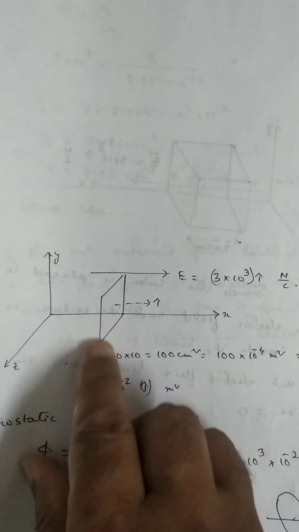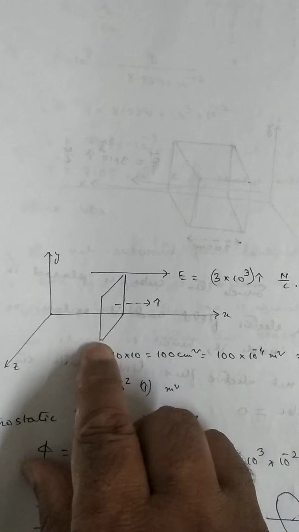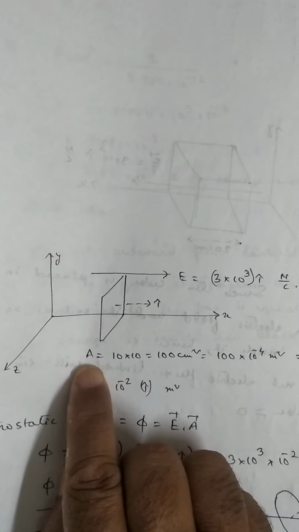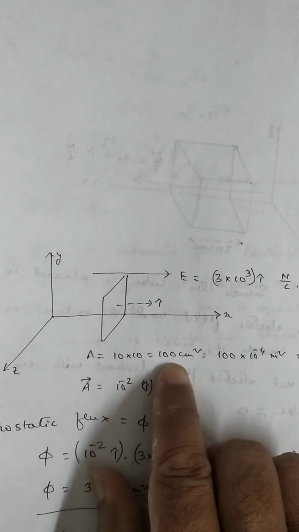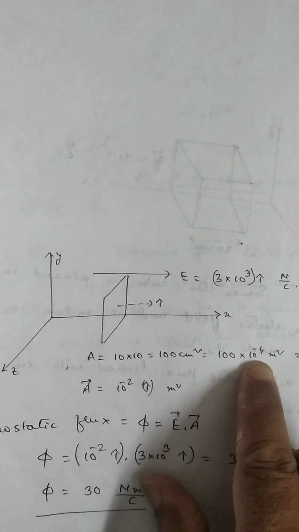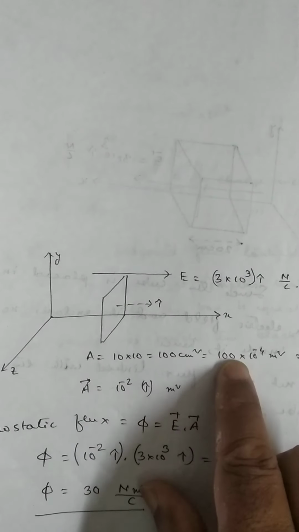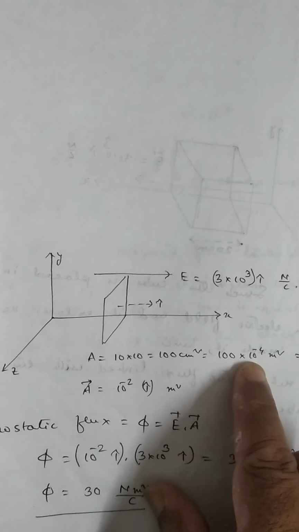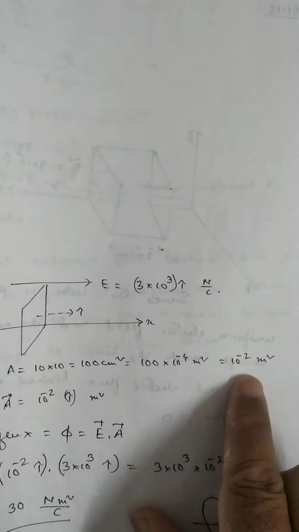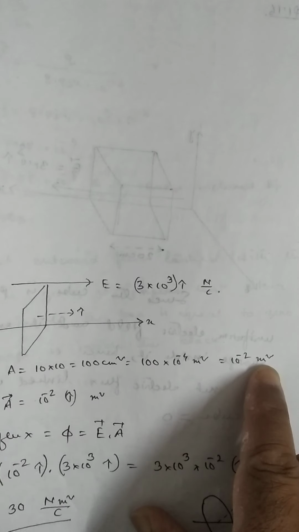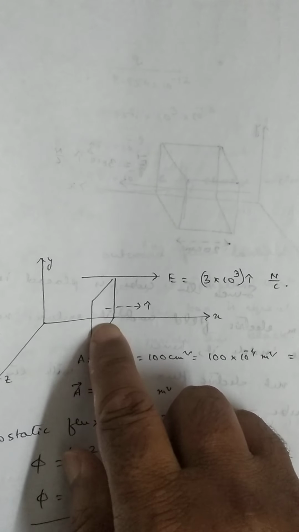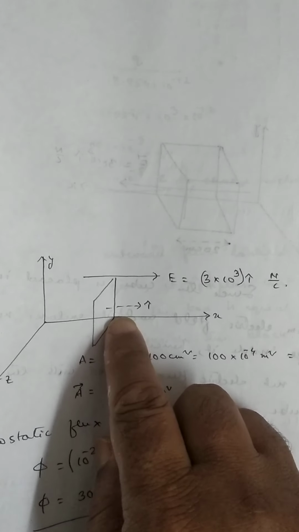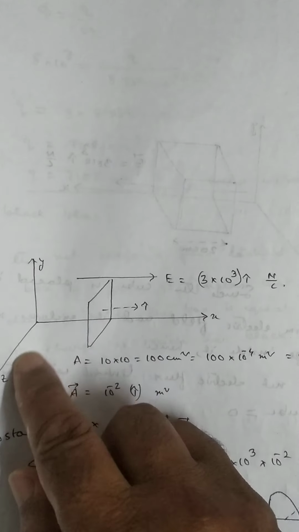this is the plane. So what is the side of the plane? It is 10 centimeter a side. So what is the area of a square? It is 10 into 10 centimeter square, so 100 centimeter square. 1 centimeter square is 10 to the power minus 4 meter square. So what is the area? Area is 100 into 10 to the power minus 4, that means 10 to the power minus 2 meter square. This is the magnitude of this square plane, which is placed at a distance x equal to 10 centimeter and which is parallel to the YZ plane.